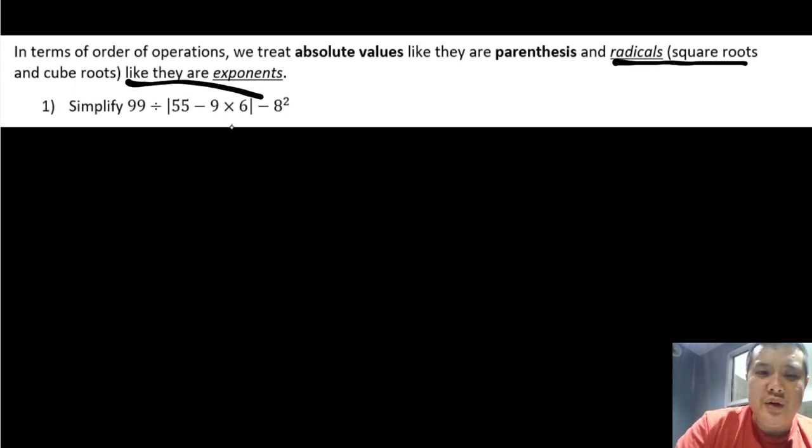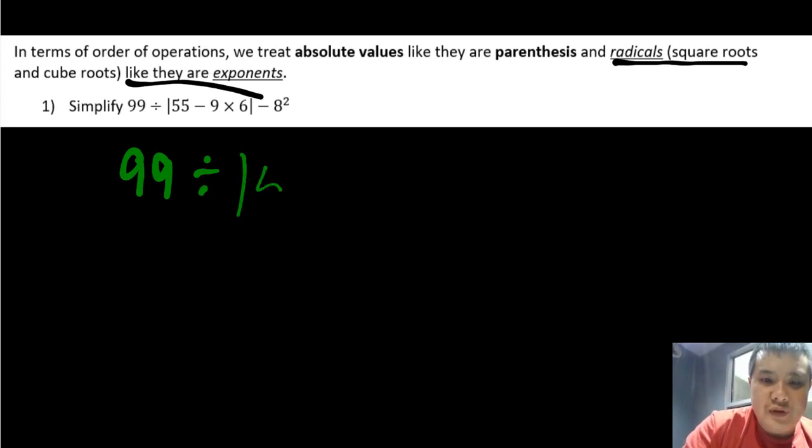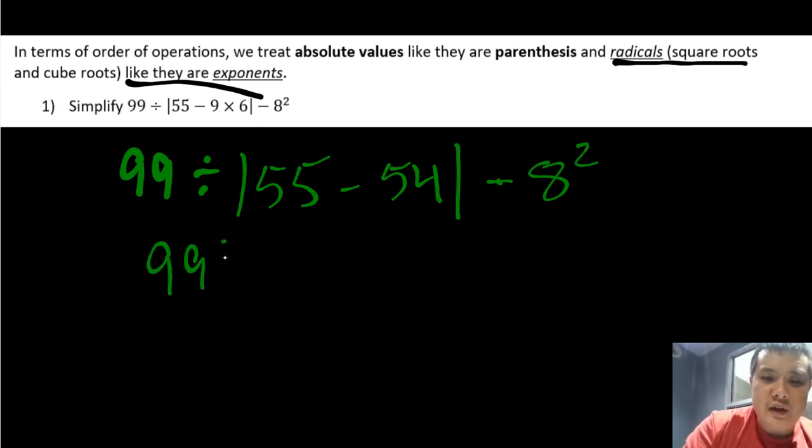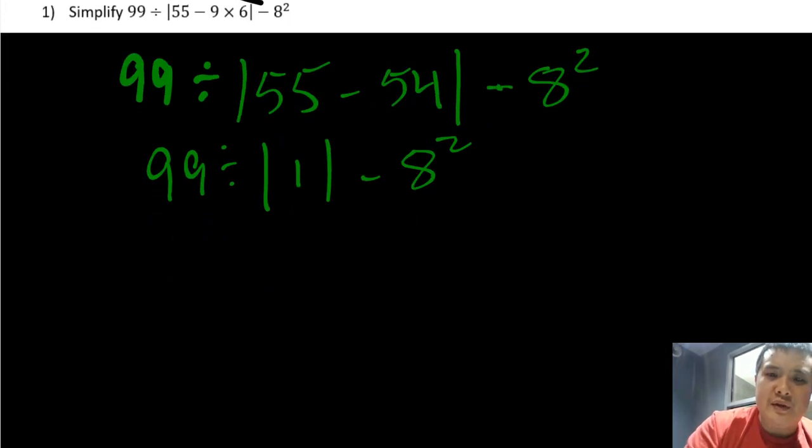We have an absolute value right here, and we do not take the absolute value of any of these numbers quite yet. We have to wait until all of that expression simplifies to one number. So we're going to first do 9 times 6, so this multiplication happens before subtraction. So we get 99 divided by 55 minus 54 minus 8 squared. Then we do the subtraction inside the absolute value, so we get 99 divided by the absolute value of 1 minus 8 squared. Since it's just one number now, we can take the absolute value of that, and that is 1.